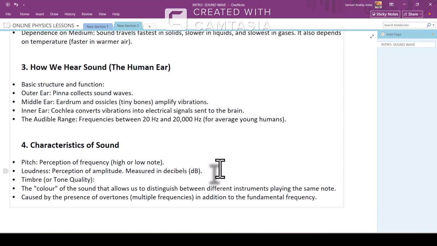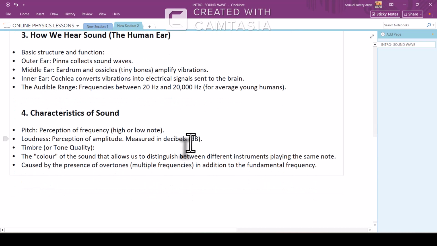to interpret. Now let's look at characteristics of sound waves. A sound wave has a characteristic feature known as pitch. It is the perception of the sound that we hear, whether the note is high or low. And then there is loudness. Loudness has to do with amplitude. It is measured in decibels.